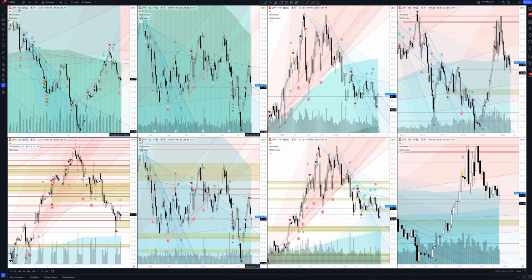Today we will take a look at Devon Energy stock. Let's analyze the market situation and find out how you can make money on it. Let's start.